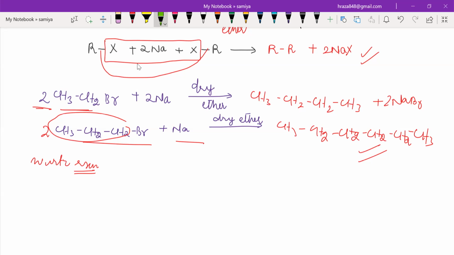Then I'm going to start the reactions of haloarenes. So the byproduct will be 2NaBr, right? NaBr, yes, that is constant.